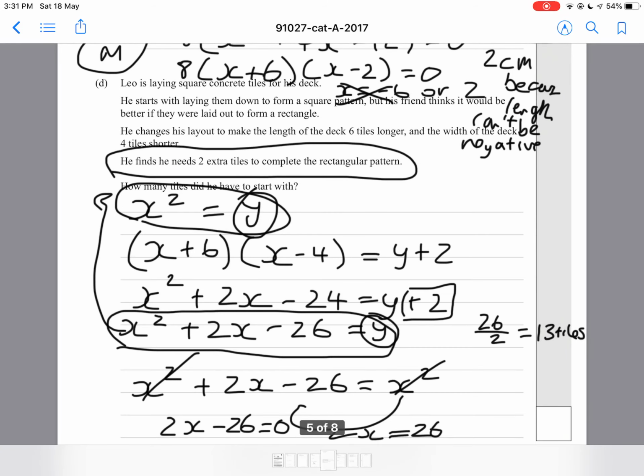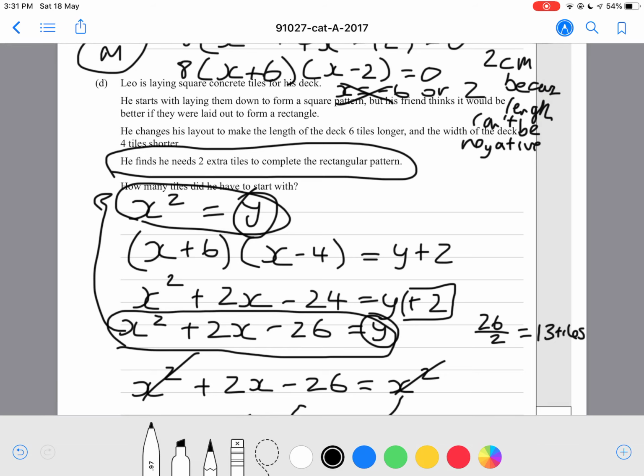So the question asks you, how many tiles did he start with? So basically, he started off with a square, right? And that square was x to the power of 2. And we found out that x equals 13, so we can say that 13 to the power of 2 is how many tiles he had to start with, which is 169. So therefore, he had 169 tiles to start with.